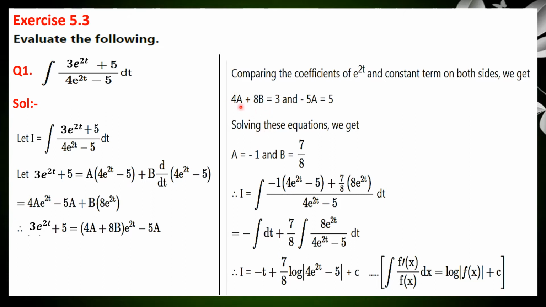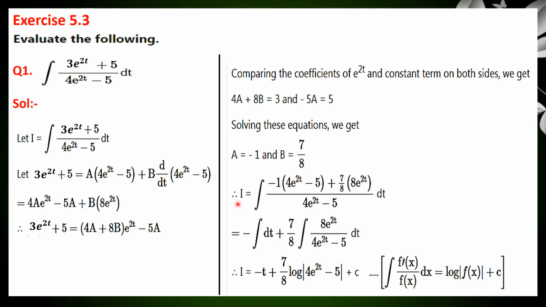Now we get the equations: the coefficient of e^(2t), 4A + 8B, is equal to 3, and the constant term, -5A, is equal to 5. From the second equation we get A equal to -1, and we substitute this value in the first equation. We get B equal to 7 upon 8.